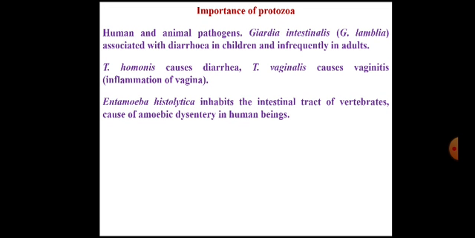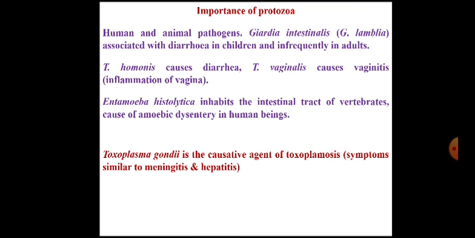Then Entamoeba histolytica, which is a type of amoeba, it inhabits the intestinal tract of vertebrates, and it is a major cause for amoebic dysentery in humans. There are two types of dysentery that can be seen in case of humans: bacillary dysentery and amoebic dysentery. Bacillary dysentery is caused by bacilli. Bacilli means bacteria, and amoebic dysentery is caused by amoeba. That is the difference that you need to remember.